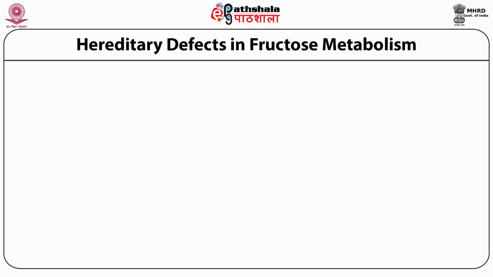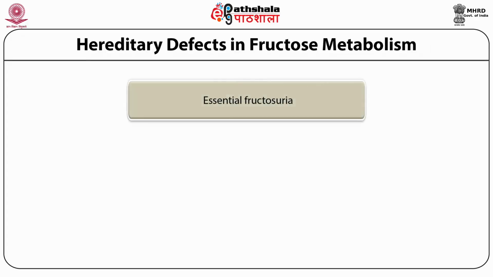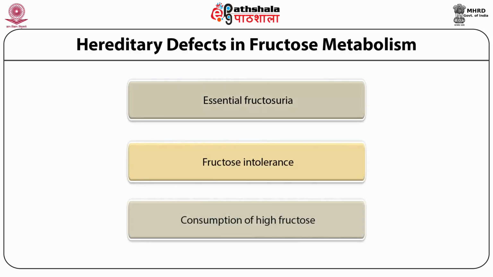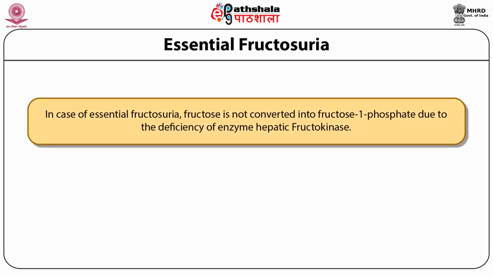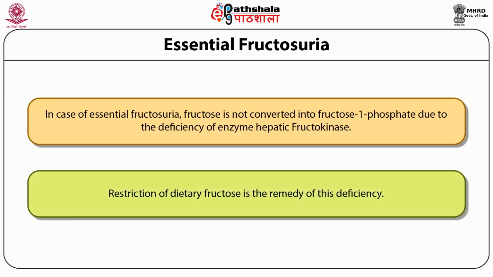Hereditary defects in fructose metabolism are essential fructosuria, fructose intolerance, and consumption of high fructose. In case of essential fructosuria, fructose is not converted to fructose 1-phosphate due to the deficiency of the enzyme hepatic fructokinase. Restriction of dietary fructose is the remedy for this deficiency.